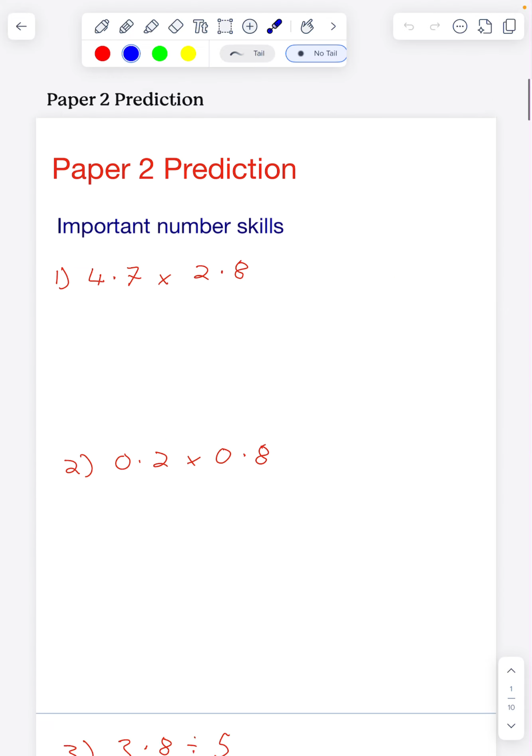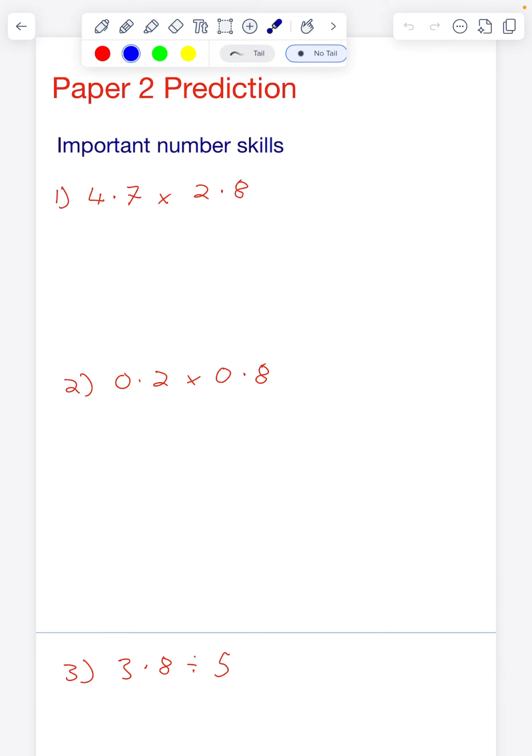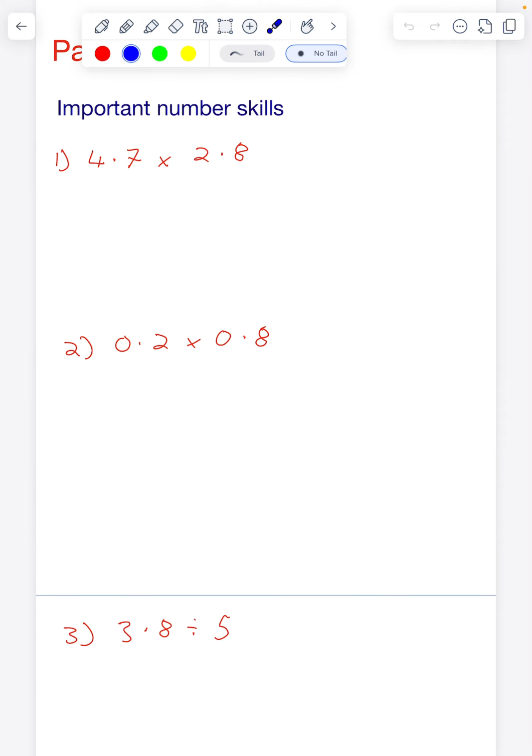It'll probably be about half an hour long. Actually, what time is it? It is, okay, I was trying to do this in about 30 minutes. Okay, so let's go through these. So what you can do is you can try them as I go through, and I'll go through each of the questions. Now, question 1 is looking at multiplying decimals.